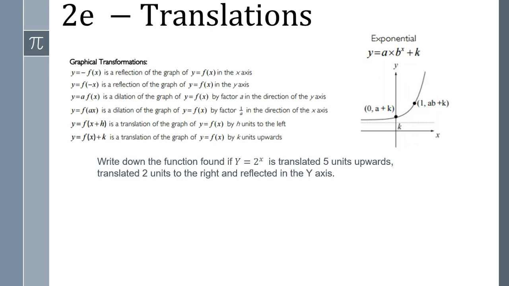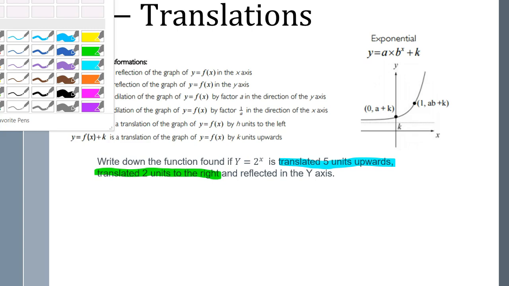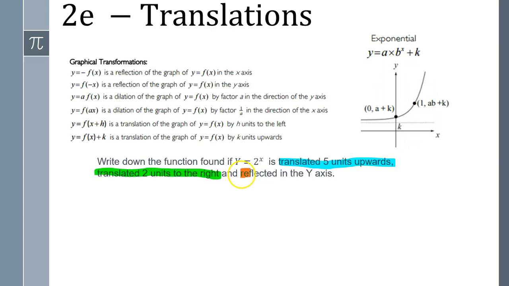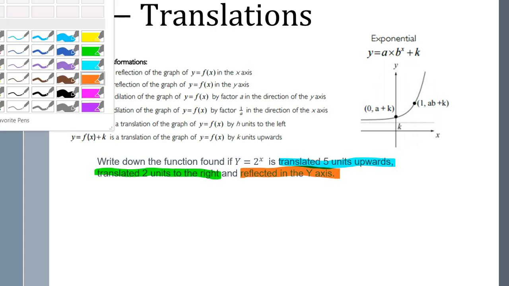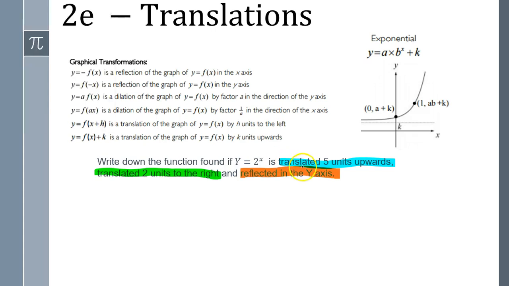Now I can see 5 units upwards. That's one kind of instruction. Translated 2 units to the right is another instruction, and reflected in the y-axis is another one. Okay, so I've got 3 different things that I have to do to this equation. So I'm going to start off with the first one. So y equals 2 to the x is translated 5 units upwards.